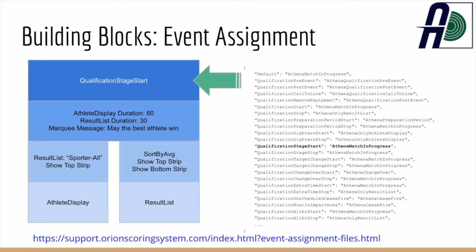All right, and this is what the JSON file looks like. Even if you're not familiar with JSON, you can actually see how this mapping looks in a text file. On the left-hand side, you have the display event, and on the right-hand side, you have the view configuration name.